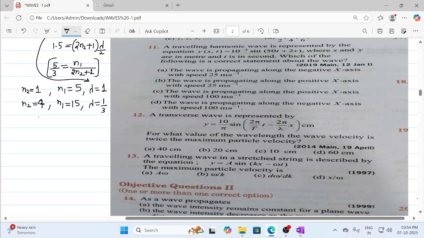Question number 11. A traveling harmonic wave is represented by the equation y equal to 10 raised to minus 3 sin (50t plus 2x). Which of the following is a correct statement about the wave? Try this. The wave is propagating along, and since it is given in addition, it is definitely going along negative. Omega is given, k is given as 2. So omega by k will be your V.